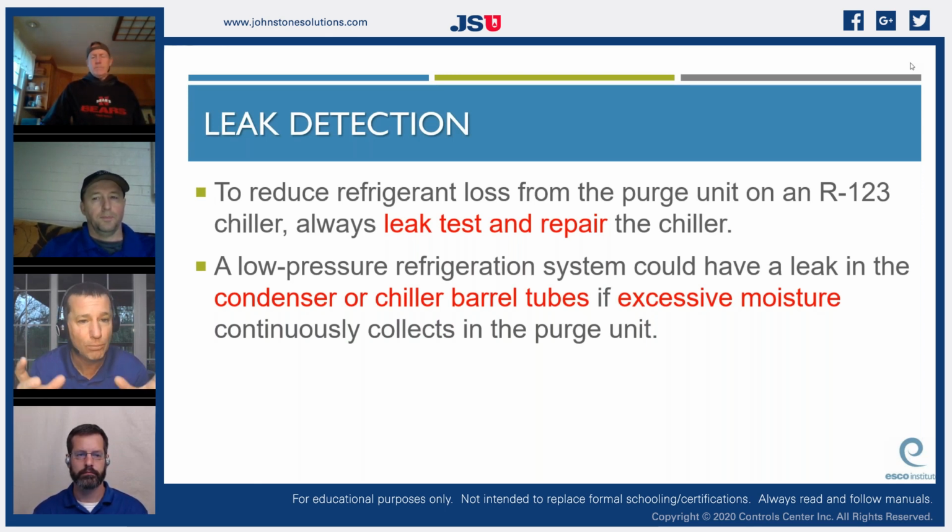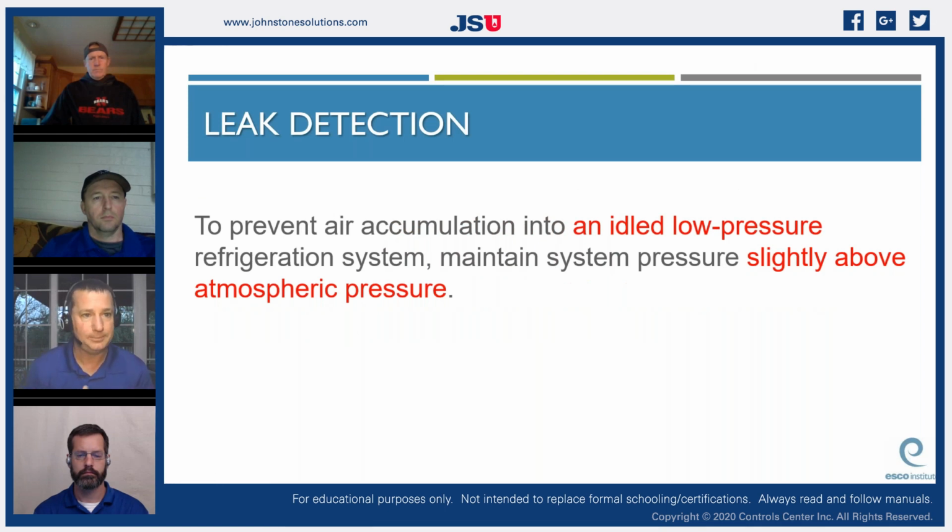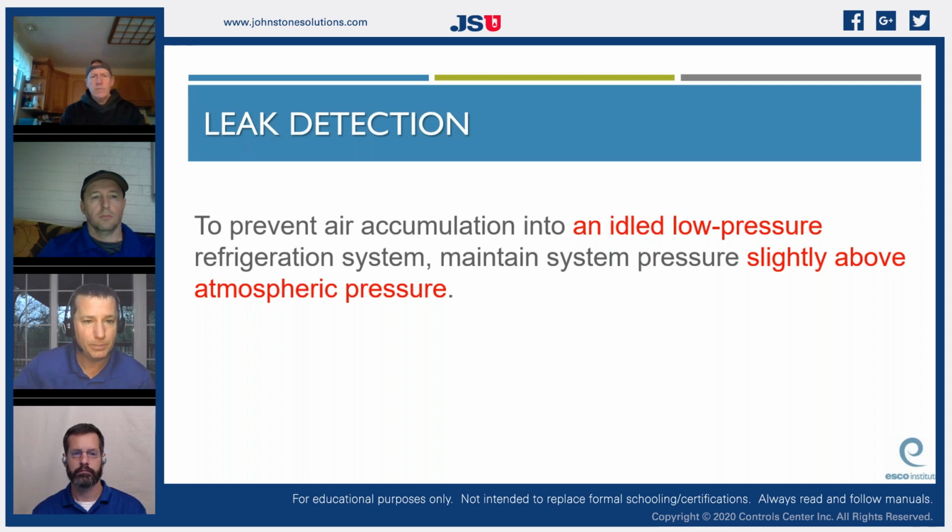If I have excessive moisture coming out of my purge unit, I know that it is coming from either my evaporator tube and shell heat exchanger or my condenser tube and shell heat exchanger. So it just helps focus on where that's at. Because our tube and shell heat exchanger has gaskets and seals inside of it where everything bolts together, that's typically where we're going to have our problem. So if it is only air coming out of the system, it's in our line sets. If it is moisture coming out of our purge unit, it's in one of our heat exchangers.